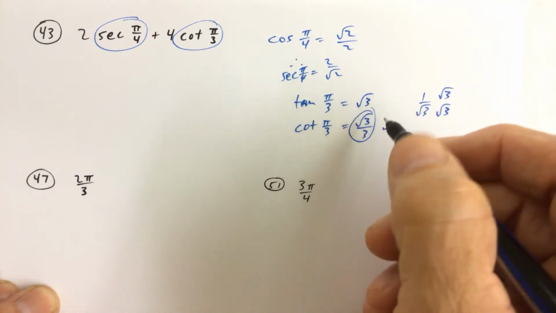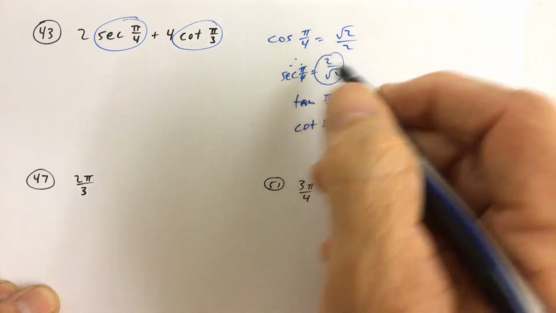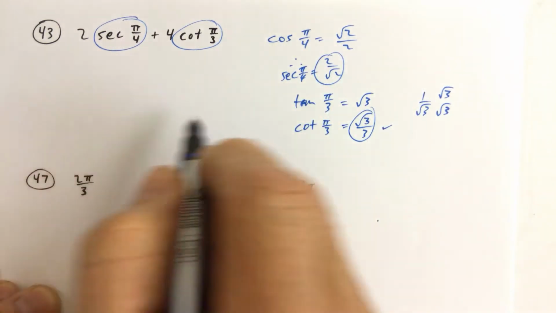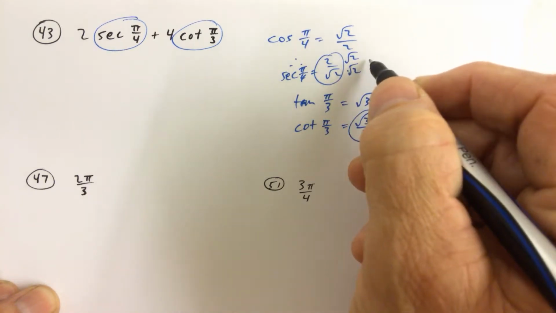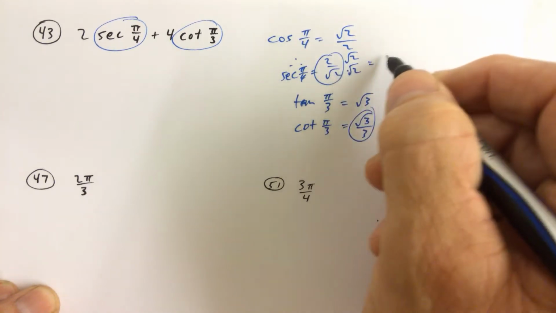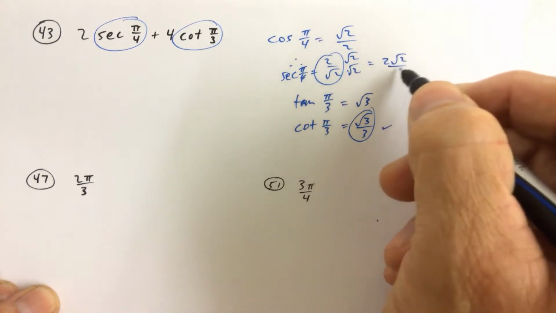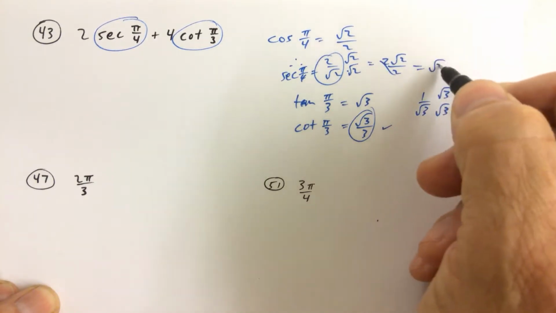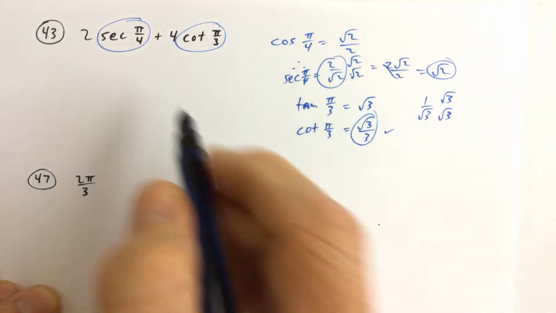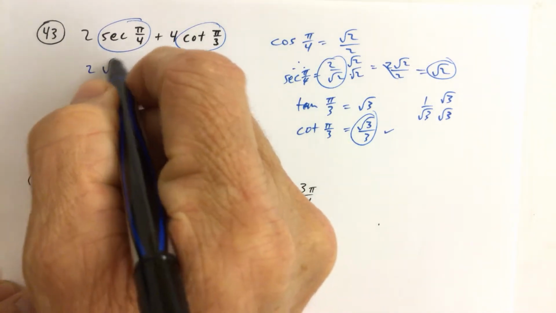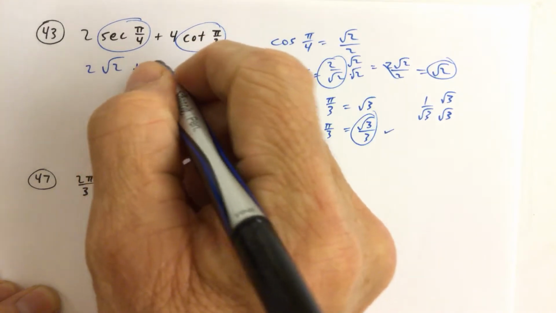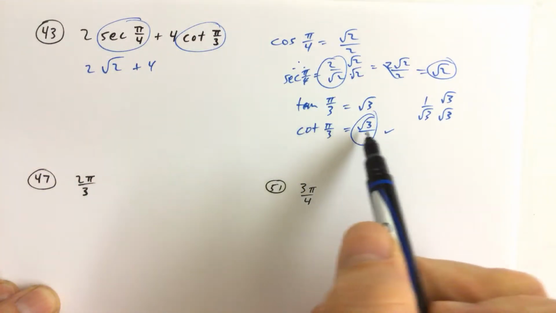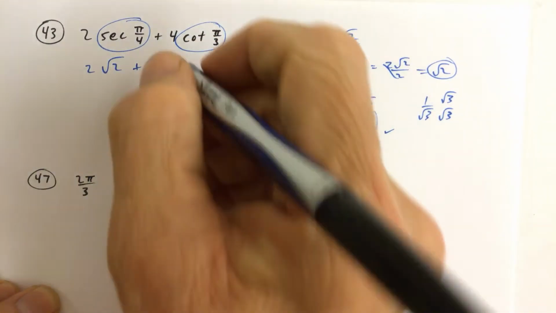So we have that value there, and we have 2 over radical 2 there, which I guess we could rationalize our denominator. So we're going to get 2 radical 2 over 2. So 2 radical 2 over 2 is just radical 2. So that's our value for secant of pi over 4. So let's replace secant of pi over 4 with radical 2, and then let's replace cotangent of pi over 3 with radical 3 over 3.